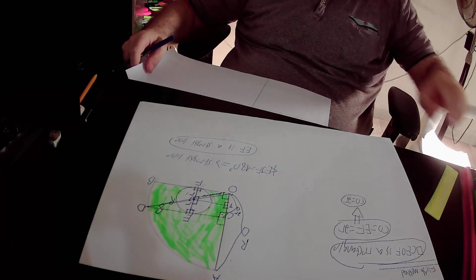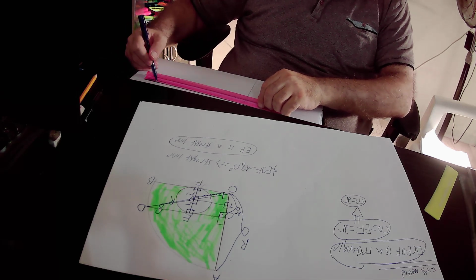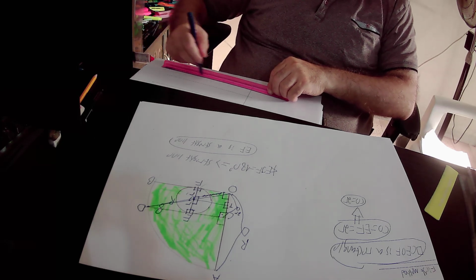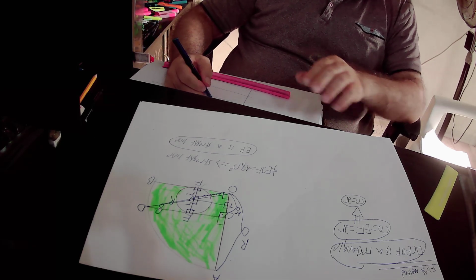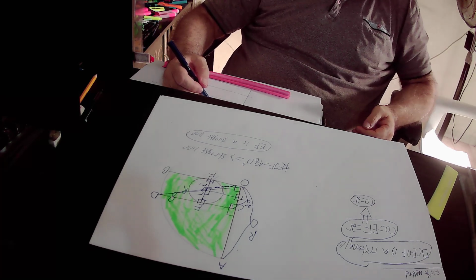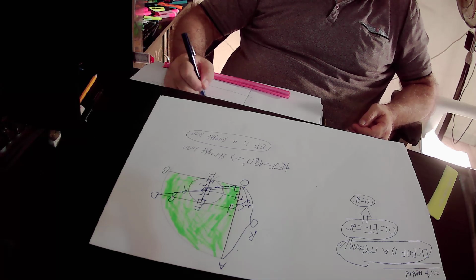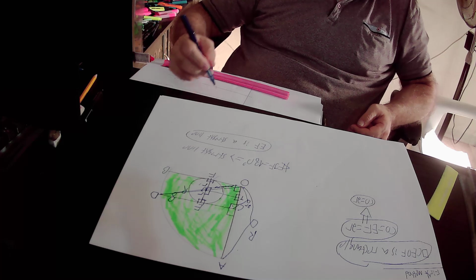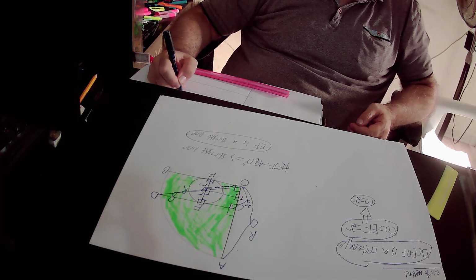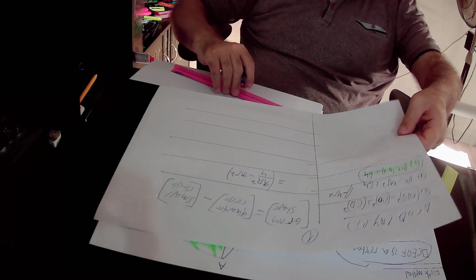So, what is the area of the quarter circle? The area of the quarter circle equals pi times capital R squared over 4, minus the area of the small circle. The area of the small circle is pi r squared. Okay.